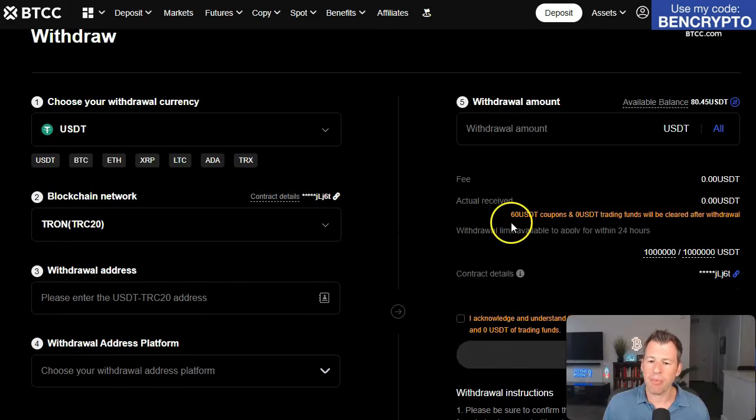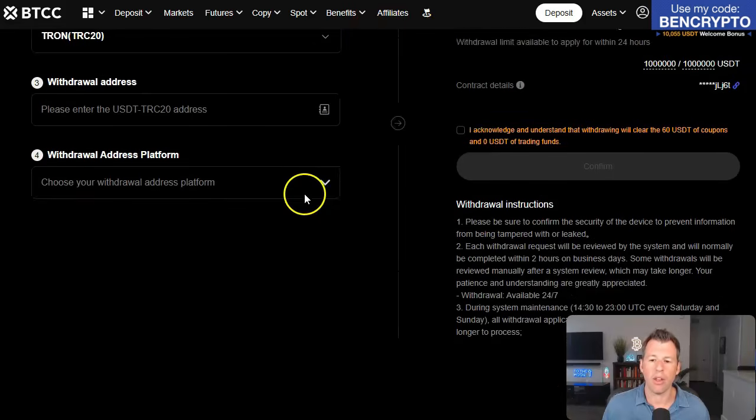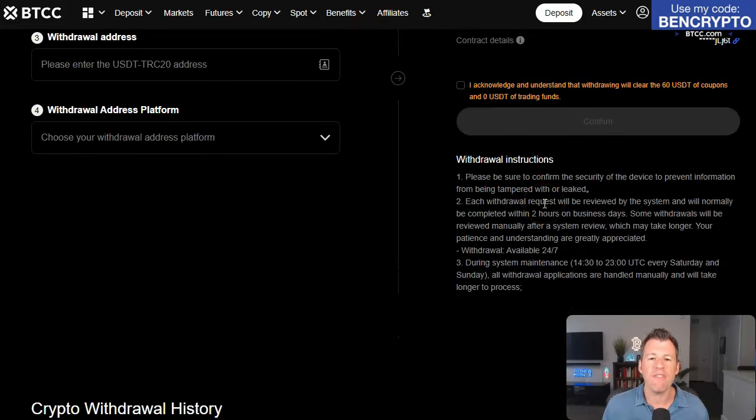Then over here, you would see it says something like 60 USDT tokens and 0 USDT trading funds will be cleared after withdrawal. So if you have any coupons or trading funds, stuff that can be used to pay for fees, those do get cleared, zeroed out. If you make a withdrawal, then they can get built back up again. But that's just incentive to keep your coins on the platform. And withdrawals for me are very quick. Sometimes they just go in like a minute or less. Very rarely have I had to wait for greater than 5 minutes.